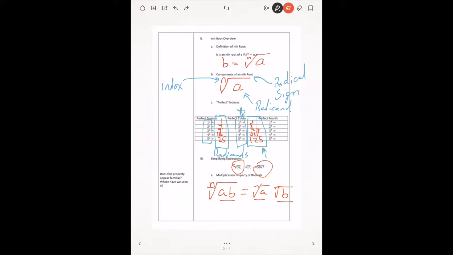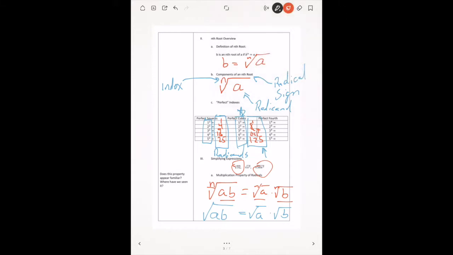And this is going to help us with simplifying. Now in this class, we're not dealing with nth roots. We are only dealing with square roots. So we're only going to be applying this property to square roots. We're going to be taking the square root of each of the factors individually. Now, does this property appear familiar to you?